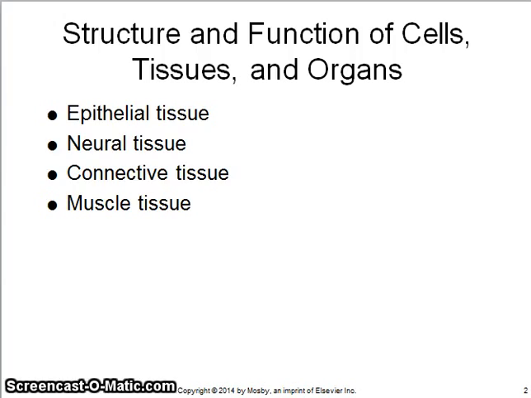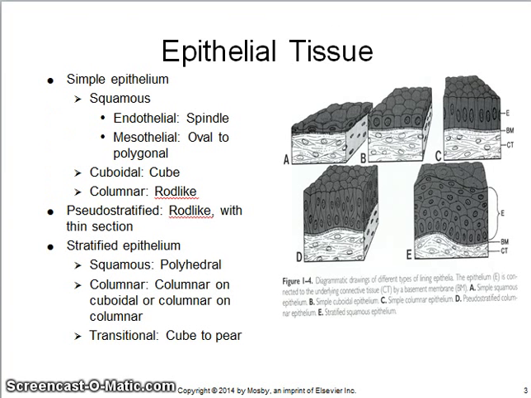The four types of tissues we will be studying are epithelial, neural, connective, and muscle. Epithelial tissue has the capability of cell renewal by mitosis of the basal cells. The rate of renewal is dependent on the location of the epithelium in the body. Epithelial cells are classified by cell type, cell shape, cell modifications, characteristics, and location.